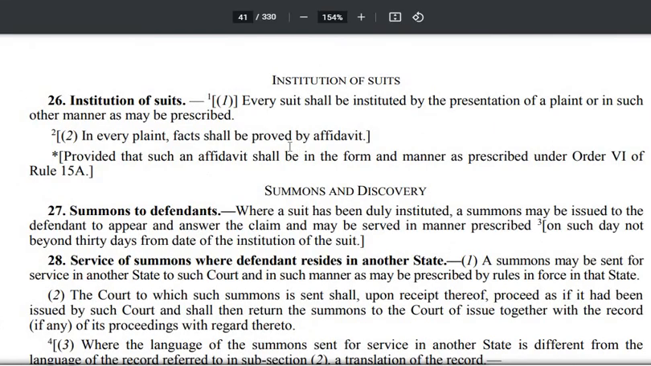So Section 26 is saying, every suit shall be instituted by the presentation of a plaint or in such other manner as may be prescribed. So that you already know. So you understand that it can be a plaint or in any other manner means what? It can be a petition or it can be an application. A petition for example under the Hindu Marriage Act, or an application as you file in the Hindu Succession Act.